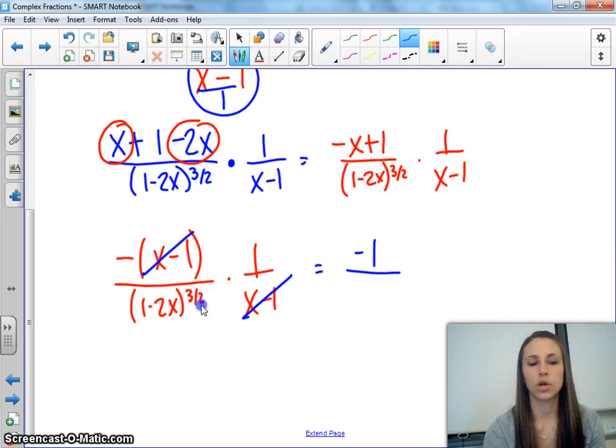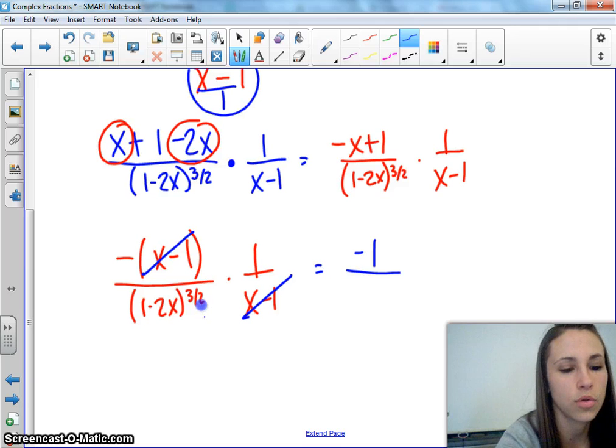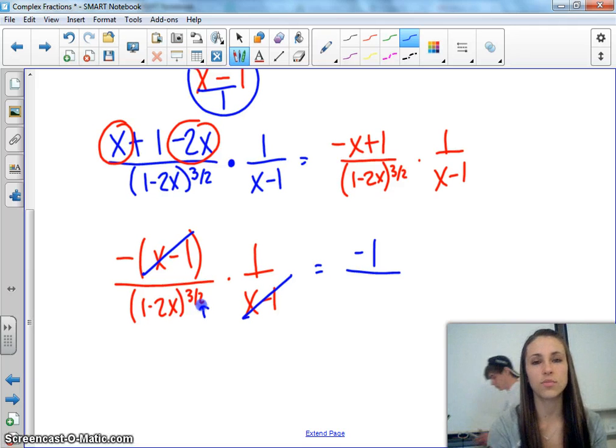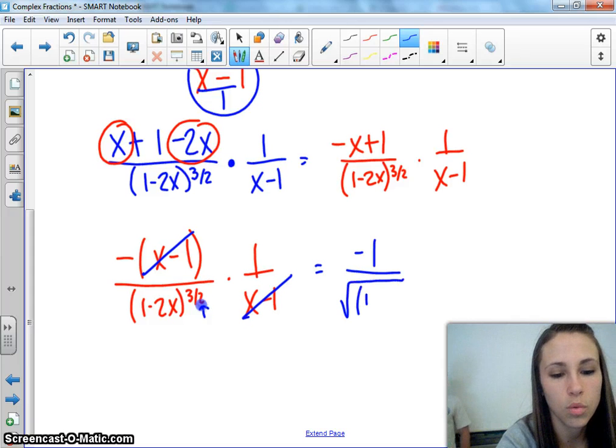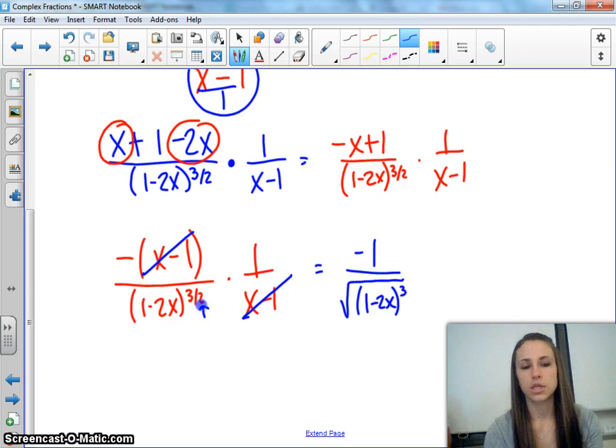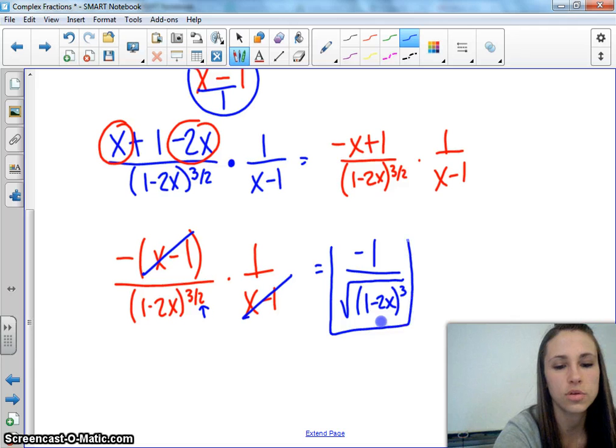But I'm not going to leave this 3/2 as a fraction like that. We've done this before. I'm going to write it as a radical. The bottom number tells you what kind of root you have, so it's going to be a square root. And then (1 minus 2x) to the third stays, that 3 stays with the factor there. So this should be my final answer for that one.